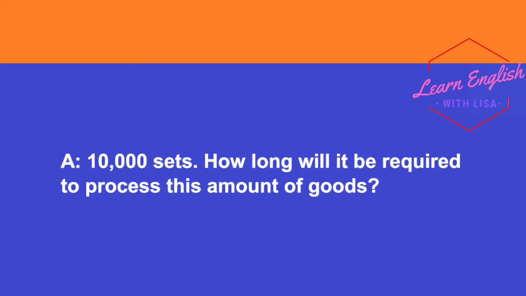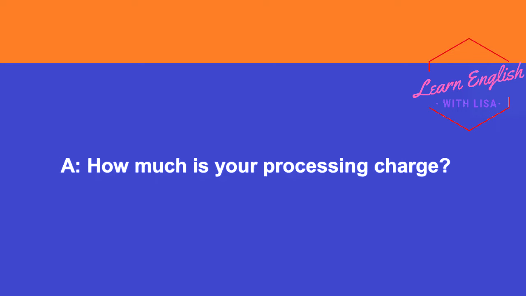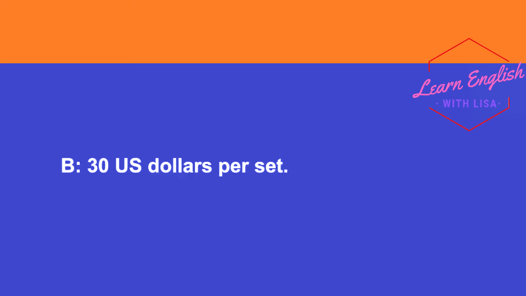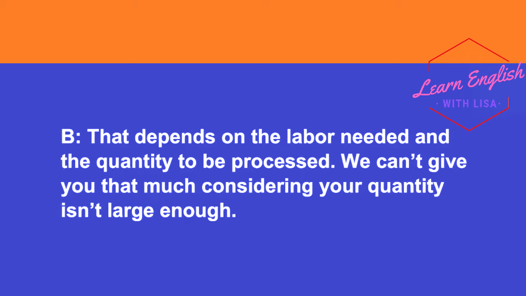10,000 sets. How long will it be required to process this amount of goods? It will take 50 to 60 days to process the goods from the day we receive the material. How much is your processing charge? $30 per set. I think the processing fees shall be fixed on the basis of world labor price with a discount of 20%. That depends on the labor needed and the quantity to be processed. We can't give you that much considering your quantity isn't large enough.